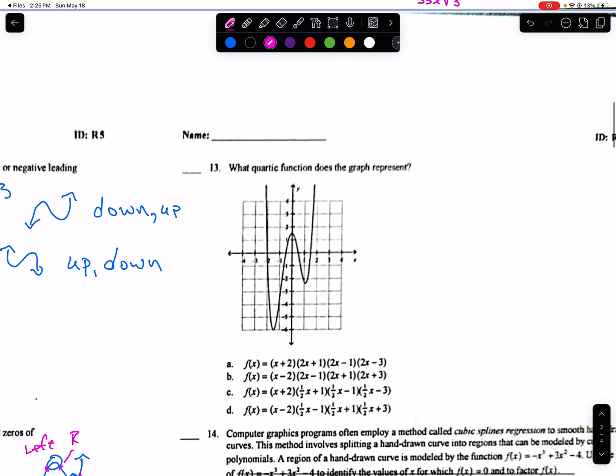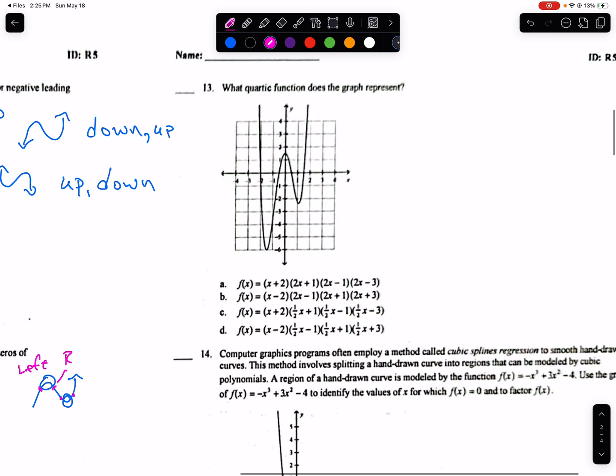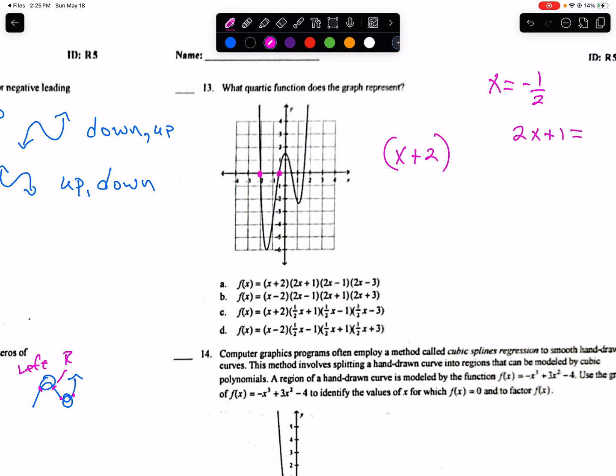Okay, so 13. You can tell what the parentheses are because this crosses at -2, which means it's got to be x plus 2. This crosses at -1/2. So I'm looking at answers, right, to see if I have -1/2. If I get x equals -1/2, the parenthesis has to be 2x plus 1 set equal to 0, because I have to subtract 1 and divide by 2. That's why I get the -1/2.